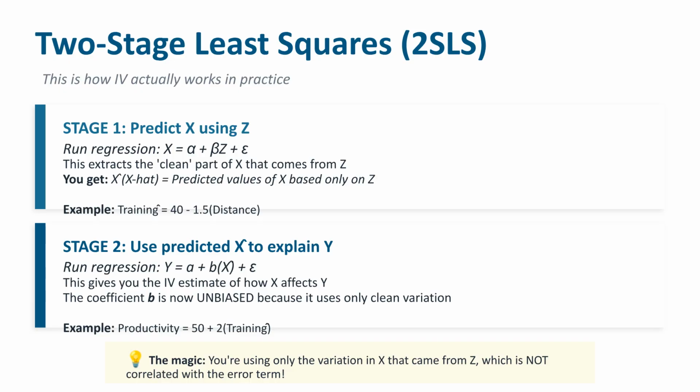Instrumental variables are implemented using two-stage least squares, or 2SLS. Stage 1 predicts x using z, generating x hat, the clean part of x. Stage 2 uses this predicted x hat to explain y. The resulting coefficient is the unbiased IV estimate because it uses only the clean variation derived from z.